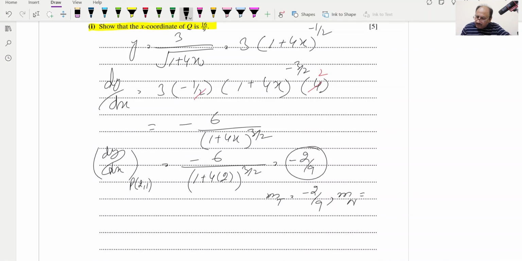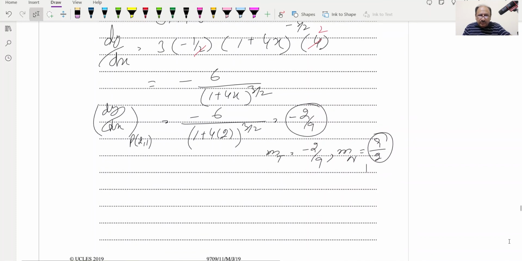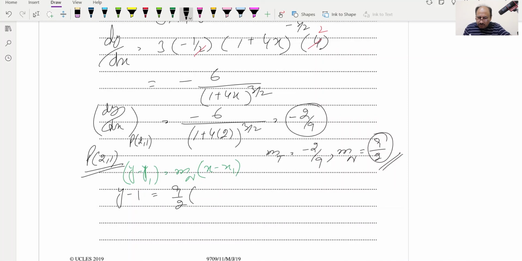So the gradient of the normal will be equal to the reciprocal and change sign, so it will be 9 by 2. This gradient we will be using, and the point P we will be using, and we will write the equation of the normal. P will be (2, 1), and this point and this gradient we will use, and we can write y minus y1 is equal to m of the normal into x minus x1, and we will replace in this. So y minus 1 is equal to 9 by 2 into (x minus 2), and we can rewrite this as y is equal to 9 by 2 x, and minus 9 by 2 into 2 will cancel, so it will be minus 9, and plus 1, which we shifted to the other side, and it will be y is equal to 9 by 2 x minus 8.